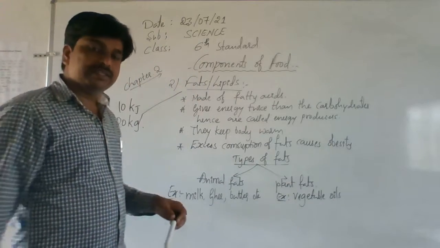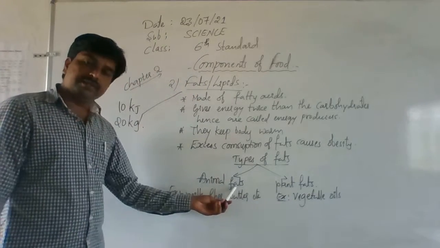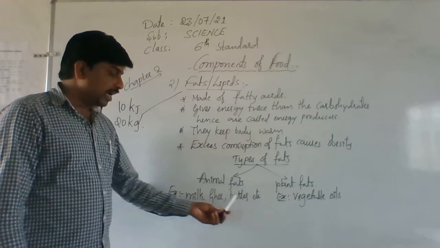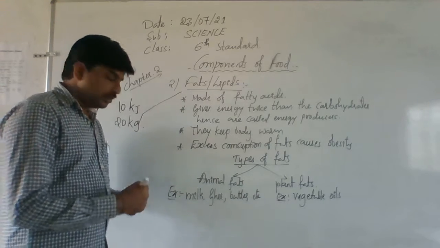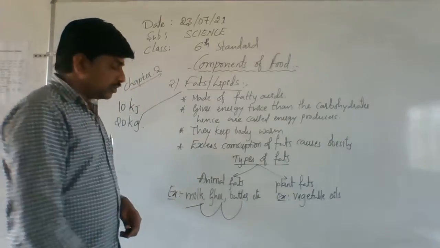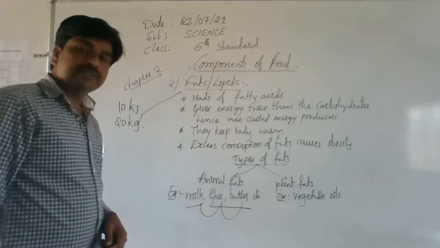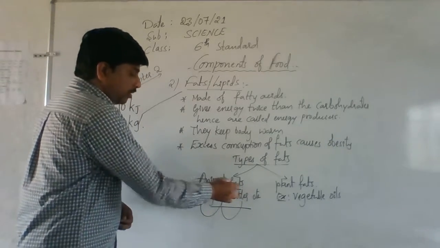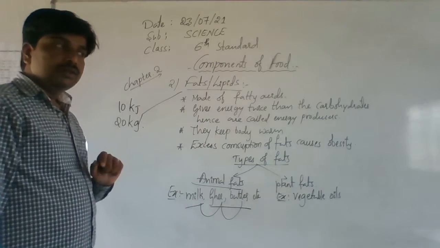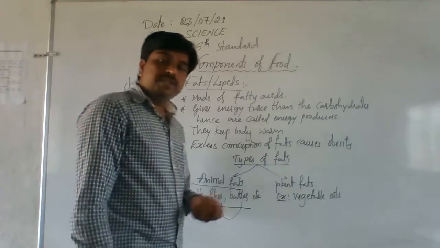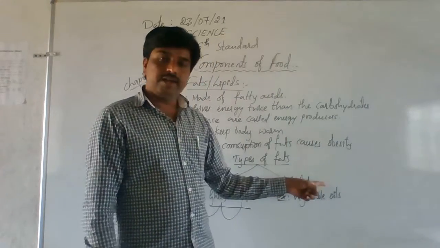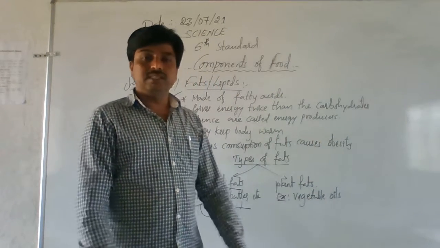Okay, see, the best examples are there. Animal fats examples: milk, ghee and butter. Understand? From milk we get ghee and butter. Yes or no? So ghee and butter are the best examples of animal fat. Then the fats or lipids obtained from plants are called plant fats. Best example: vegetable oils.